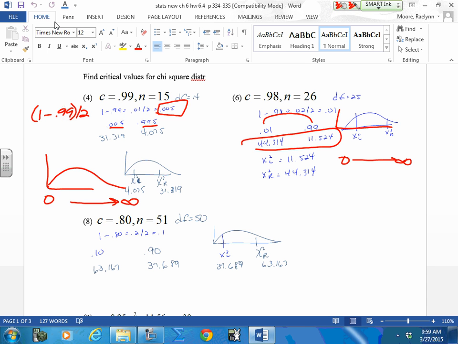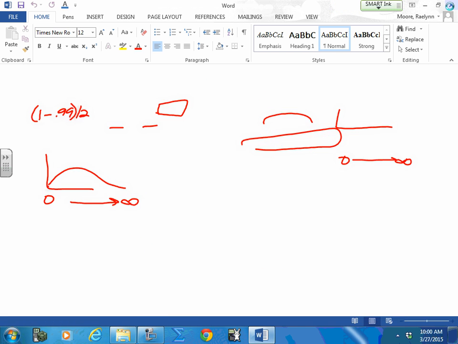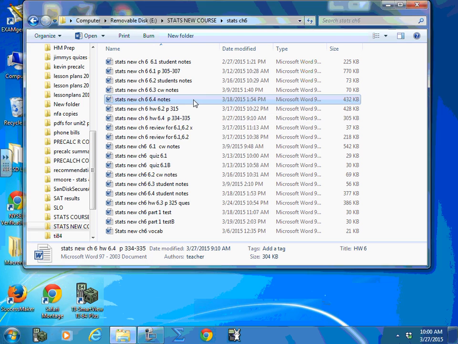Everybody okay with these? Did everybody find these? Yes? Anybody not find them? That's the hardest part of this whole thing. It's finding those two pieces. And then that's it. So from here, we can go make your confidence interval.